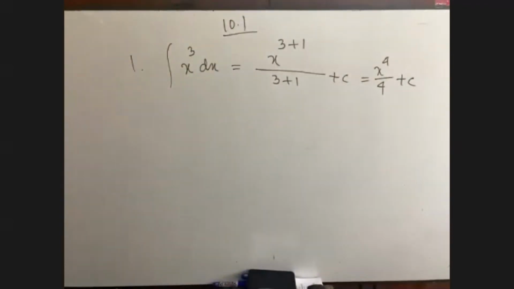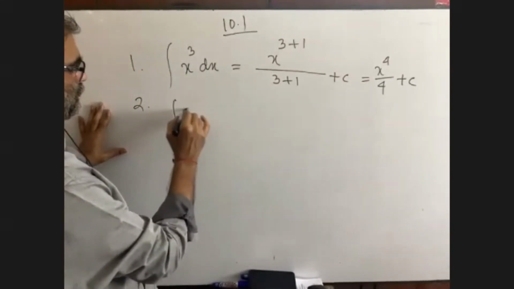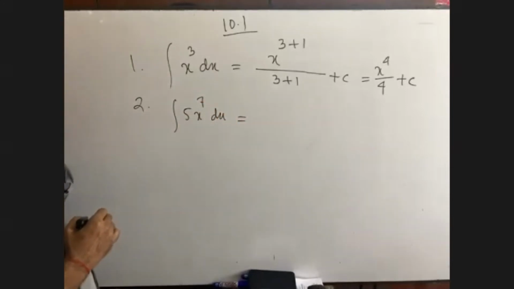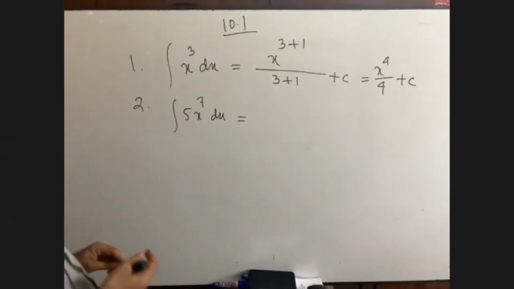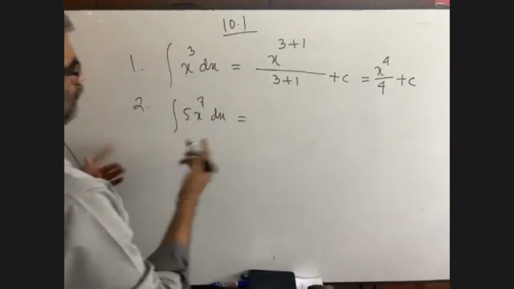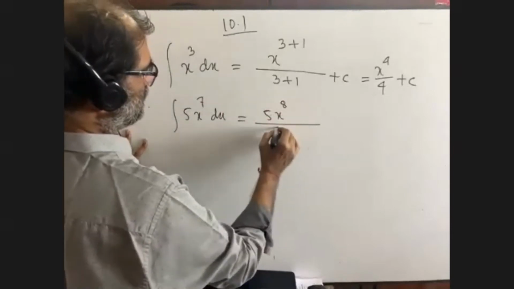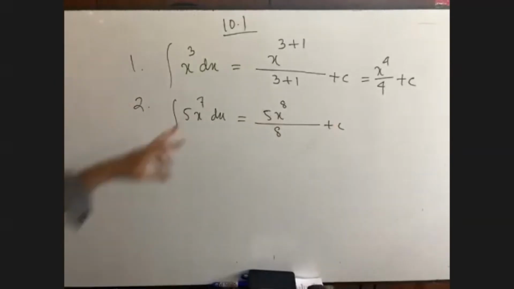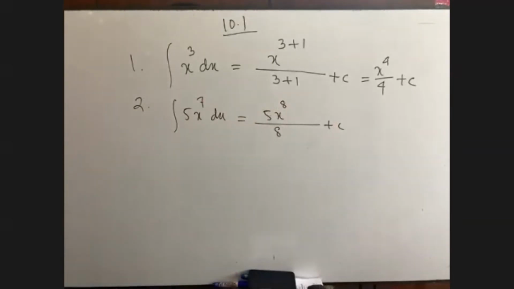Is it hard? Number 2, same thing, 5x to the power 7. Are all the maths here one-liners like this? Not like that. Okay, you see 5, what should we do? 5x to the power 8 by 8 plus c. Talk to me. 7 plus 1 is 8, and that 8 will be written here, nothing else. Have you got me?